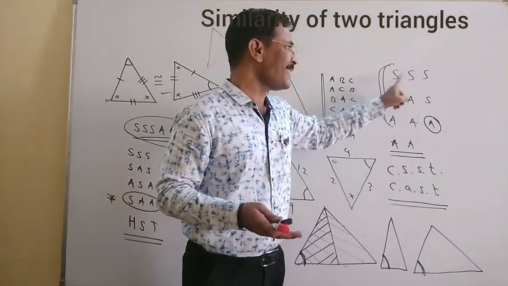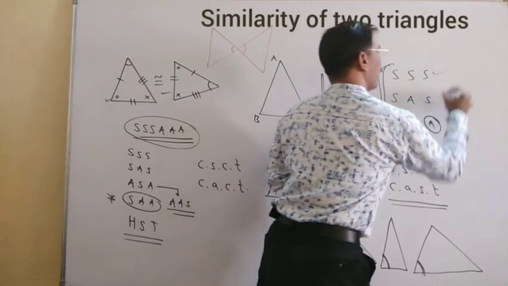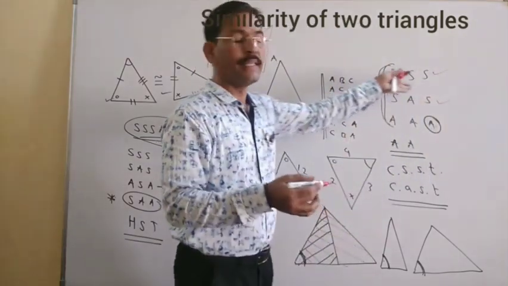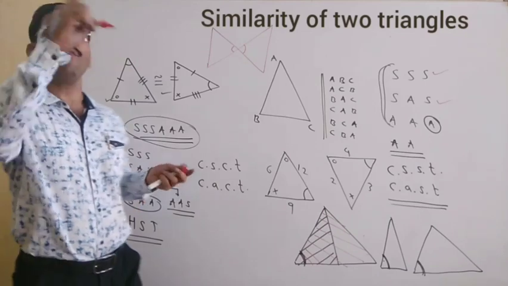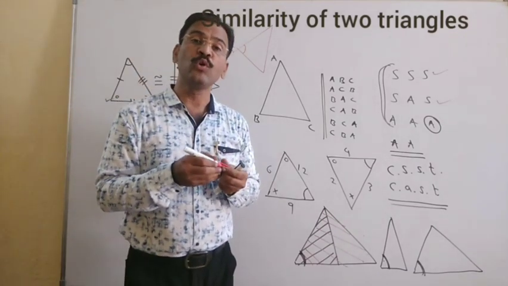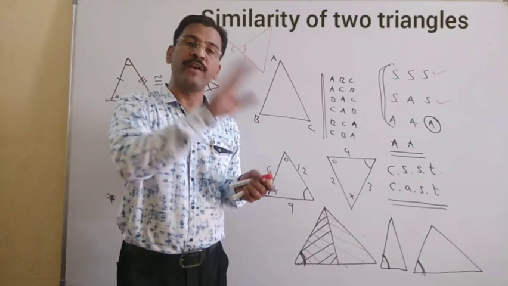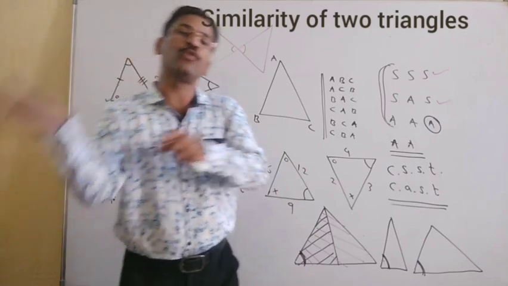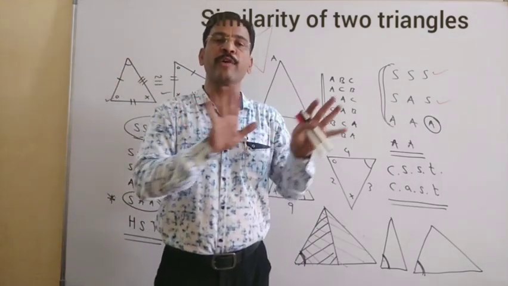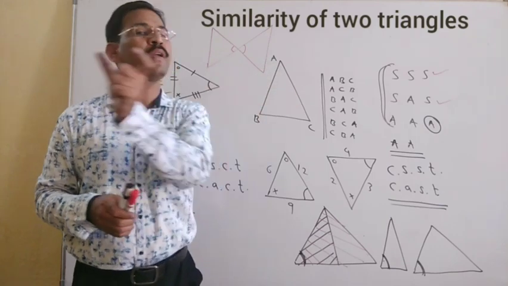Triple S means SSS test. Remember these two tests, in both similarity and congruency. One more thing is when two similar triangles are said to be congruent, or when two congruent triangles are said to be similar. So first of all we are going to discuss when two similar triangles are said to be congruent.